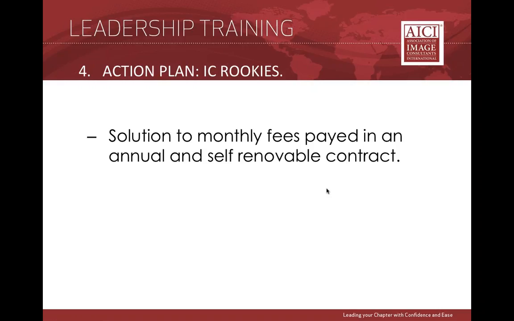Let's see the action plan for the image consulting rookies that are just starting their career as an image consultant. Since they are not making too much money at first, we think that the monthly payment of the membership could help them to be in ACI.